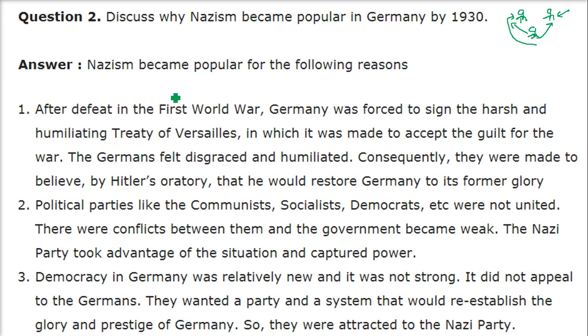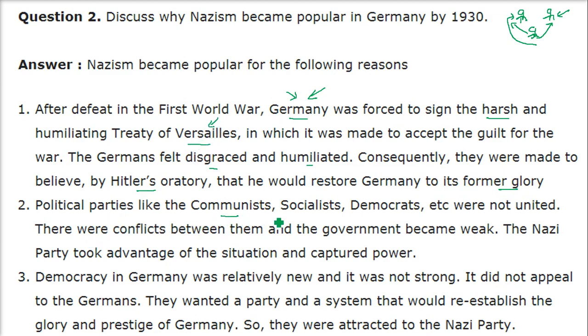So Nazism became popular after defeat in the First World War. Germany was forced to sign the harsh and humiliating Treaty of Versailles, in which it was made to accept the guilt of the war, because Germany was thought of as the main force which actually started the war. And all this was showered upon Germany: you have done this, you have done this. So the Germans felt disgraced and humiliated. They were made to believe by Hitler's oratory, because Hitler was a great orator, that he would restore Germany to its former glory, which they had lost.